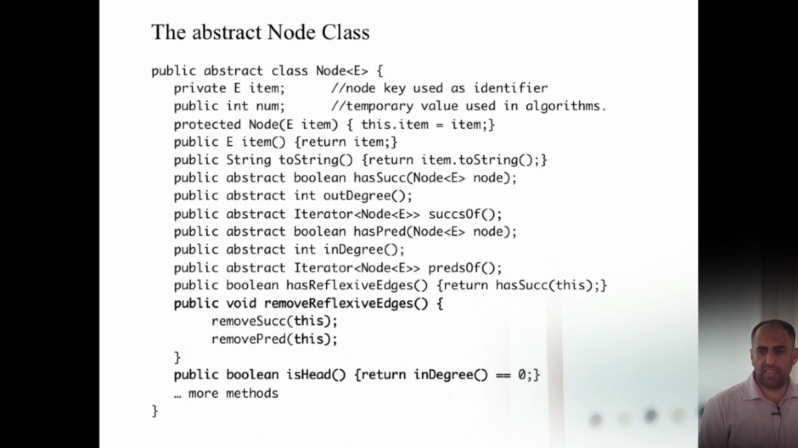And then you also have the abstract node class, and it also has similar kinds of methods. So let's say hasSuccessor: it should return whether this node has any successor or not. If there is a successor for a node, it should return true, otherwise false. And inDegree should return the number of incoming edges, and outDegree should return the number of outgoing edges. hasReflexiveEdge means where the source and the target are the same.